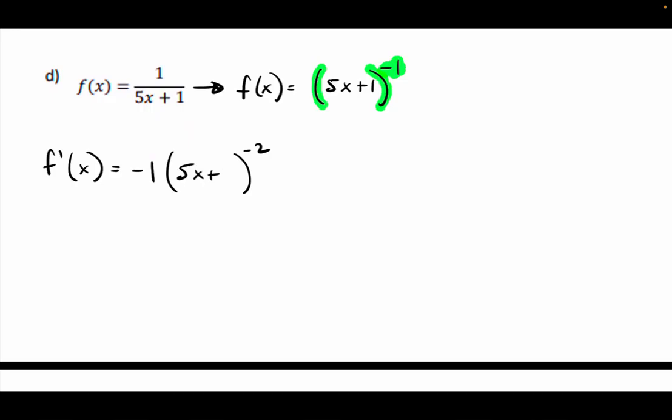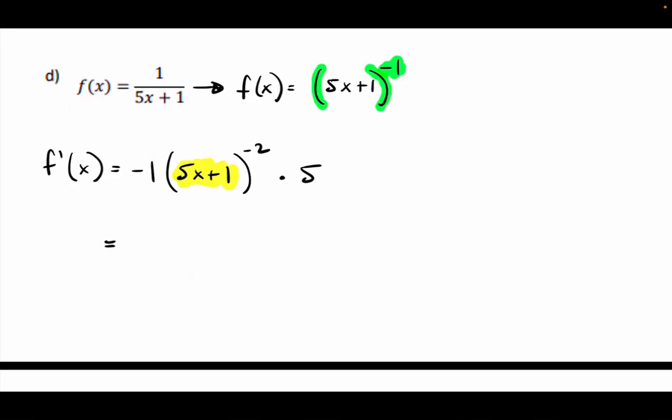I haven't touched the inside, so I'm going to leave the inside alone. Chain. Chain means multiplication. Now that I've done the outside, I'm going to do the inside now. The derivative of 5x plus 1 is just positive 5.